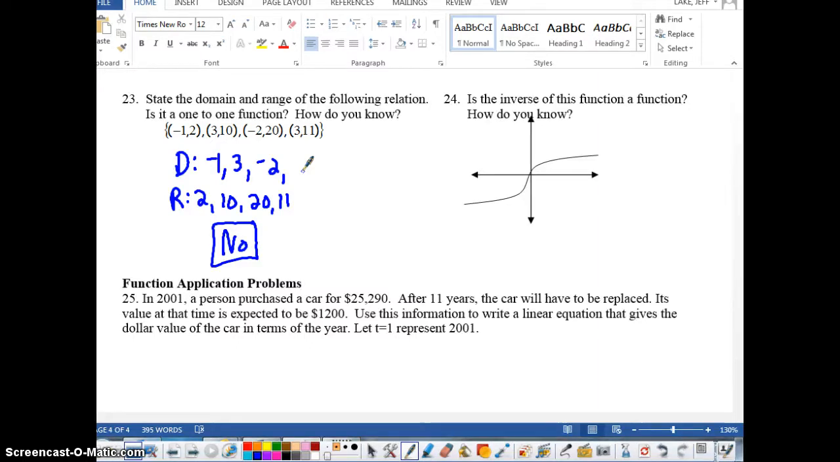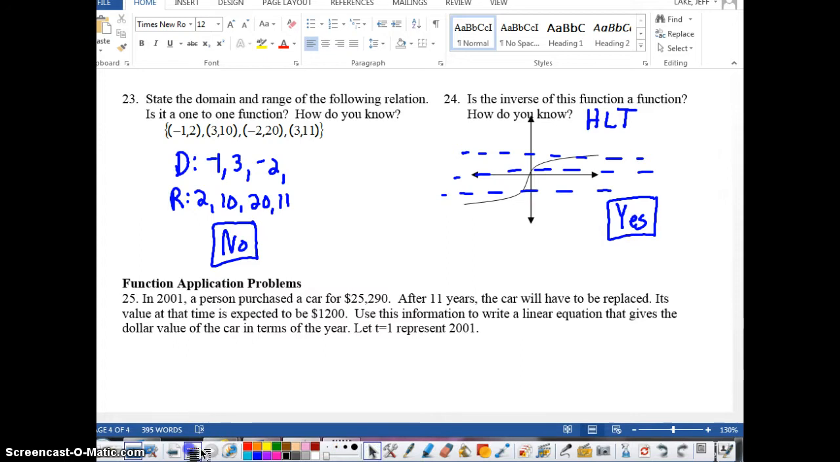24, is the inverse of this function a function? That's where you use the horizontal line test. So how do you know? By using the horizontal line test. Draw a horizontal line through here. That's not the best horizontal line, but draw through your horizontal lines. It's only going to intersect it once. So yes, the inverse of that is going to be a function.